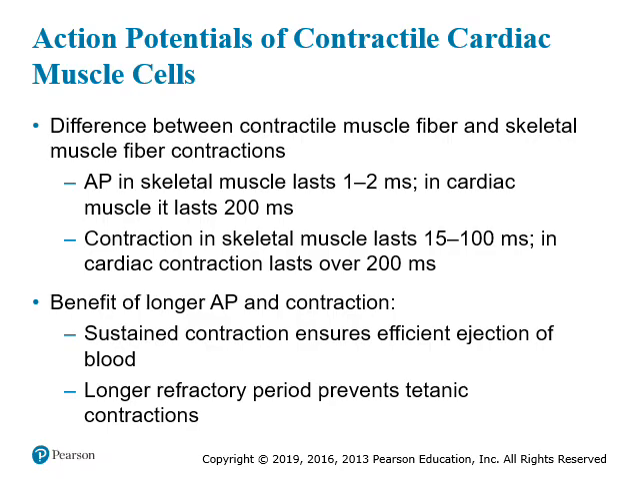Contraction in skeletal muscle would last about 15 to 100 milliseconds. Meanwhile, contraction in the cardiac muscle would last over 200 milliseconds. That's actually very long. Now, the benefits of longer action potential and contraction are the following. First, you have sustained contraction that ensures efficient ejection of blood. And then you have a longer refractory period, which prevents tetanic contractions.